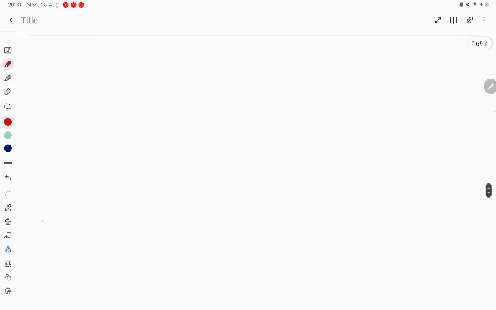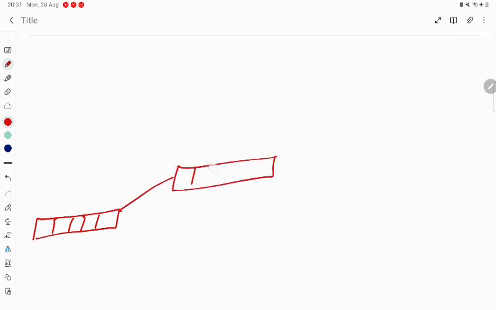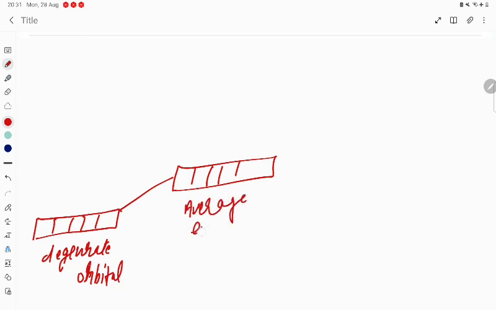So, dear student, first of all, in an octahedral complex, the ligands are approaching from the axes, plus x, minus x. Without ligands, this is the degenerate orbital, student. When the ligand approaches, the average energy of the d orbitals increases, and finally the d orbitals will split into two sets.